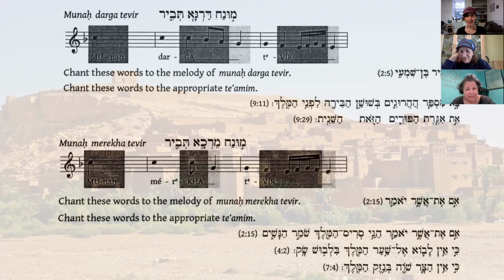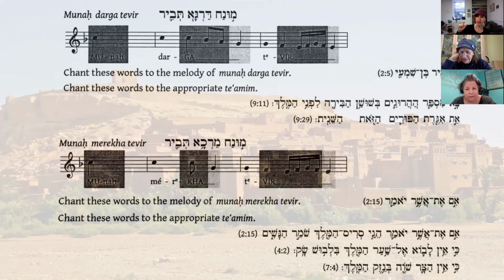Good. And Munach Mercha operates exactly the same way. Who would like to sing our example phrase with just that, and then we have some longer phrases we get to practice. I'll do. Okay. אם את אשר יאמר. Mm-hmm. Good. Can you do that again? I didn't catch that. אם את אשר יאמר.